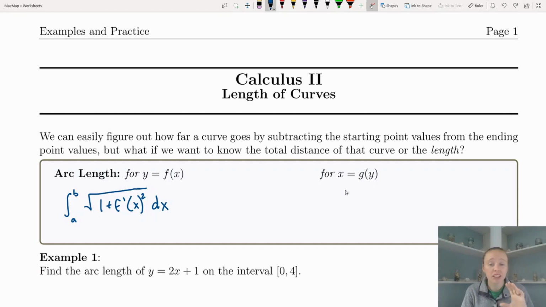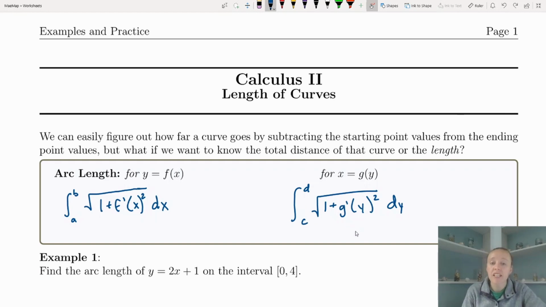Now, let's not do this with respect to x, but with respect to y. The same concept, except now I'll go from some point c to d. So this is going to be g of c, comma c as my starting value, and g of d, comma d as my ending value, because that input will give me my x, and the output is what I'm plugging in for y. So these c's and d's are my y values of that coordinate. Then we're going to have the square root of 1 plus g prime of y squared dy. Again, the derivative needs to be continuous from c to d.